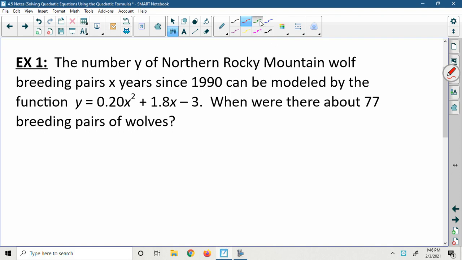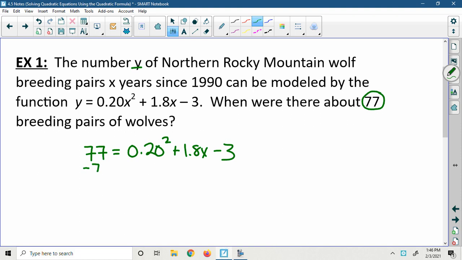So what we want to do is use this 77. That's the number of breeding pairs, and y is where we plug that in. So it'll be 77 equals that whole equation. Factoring's definitely out on this because of the decimals. I think pretty much everyone in class was like, oh, quadratic formula for this one.